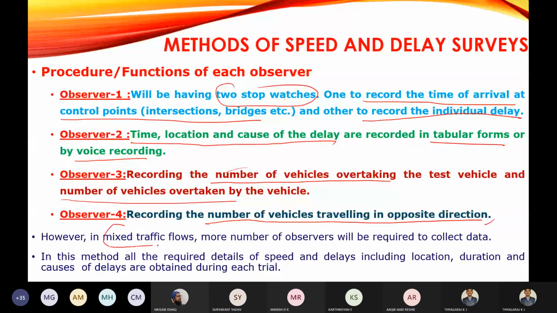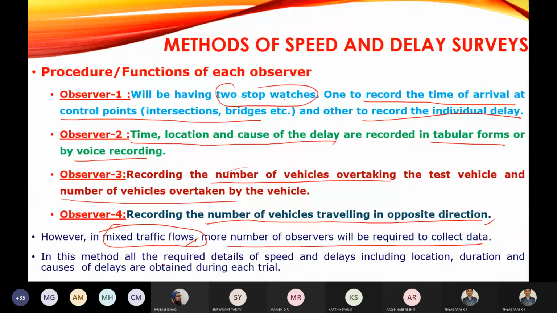Because in India there is mixed traffic flow, since two-wheelers and four-wheelers will both be using the road, the number of observers required to collect the data will be more.